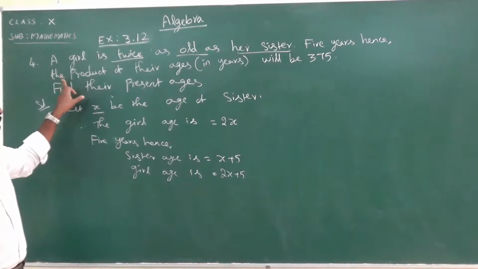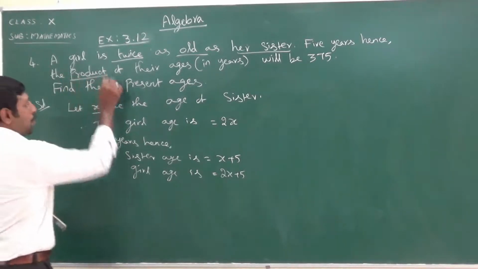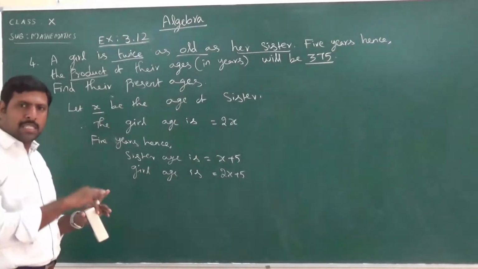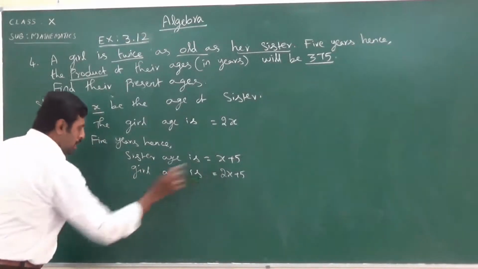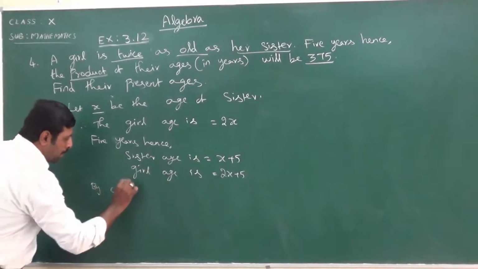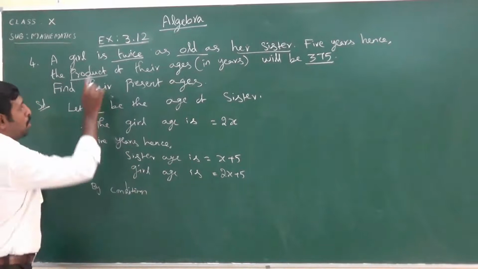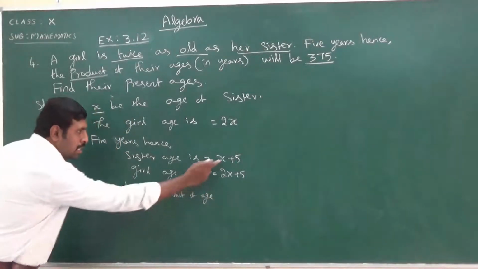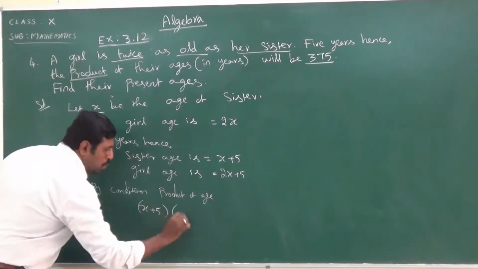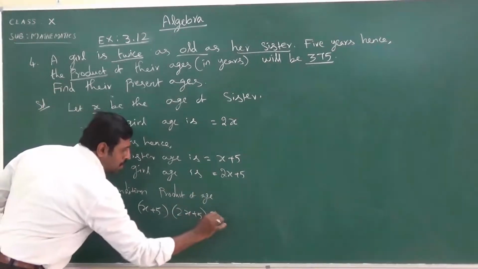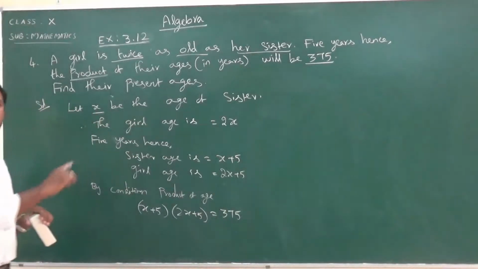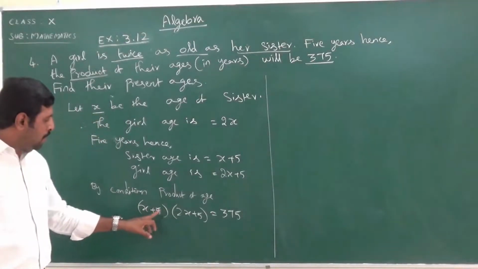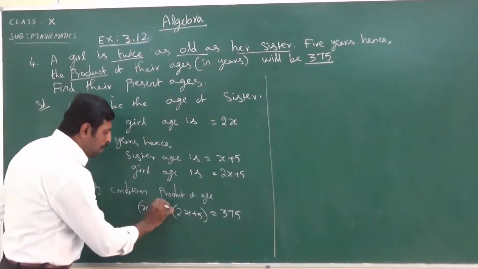Now, 5 years later, the product of their ages is equal to 375, as given. The product of the sister's and the girl's age is 375. So that is my condition: x plus 5 into 2x plus 5 is equal to 375. Now multiply these two ages, a simple binomial into binomial form.